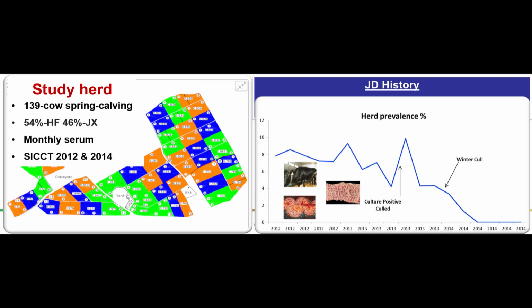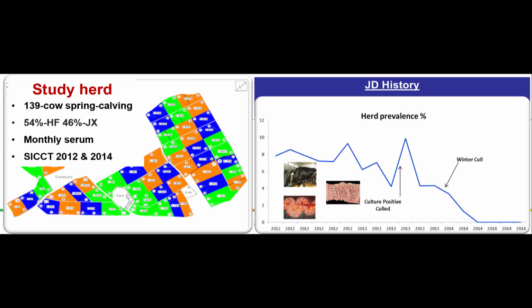So a 139-cow spring calving dairy herd was recruited to the study. This herd was located in Munster in Ireland and operated off a grass-based system. The herd consisted of 54% Friesian, and the remainder were made up of Jersey or Jersey crosses. The study was initiated in May 2012 and continued until the end of 2014 and involved monthly serum sampling. For the purposes of this study, I'm going to focus on 2 test periods, around the skin test in 2012 and the skin test in 2014.